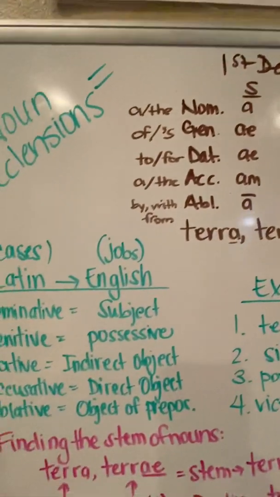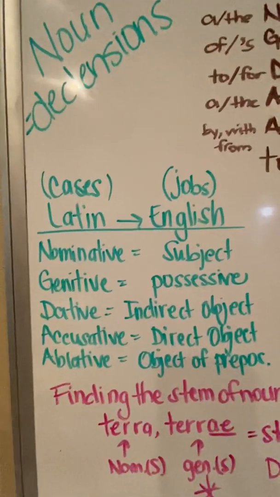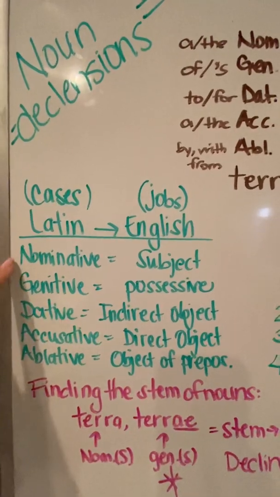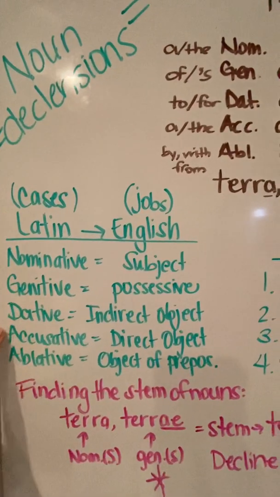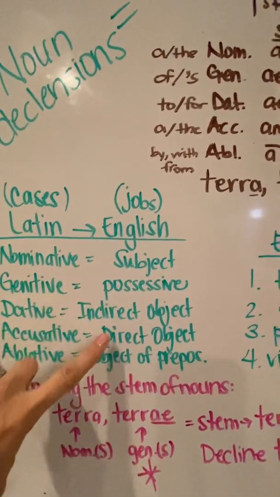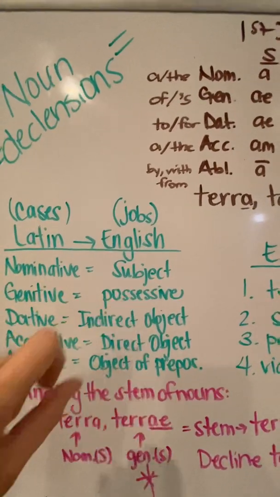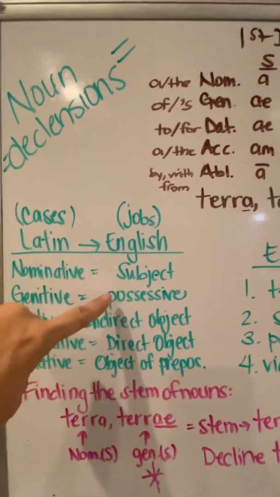Okay, so when we come down here, there's a little tune that I teach the kids also. It's just a little chant. It goes, and this is the Latin. These are the Latin words, and this is the English equivalent for those words. So the nominative is a subject. A genitive means it's a possessive. So in English, we would use an apostrophe S.